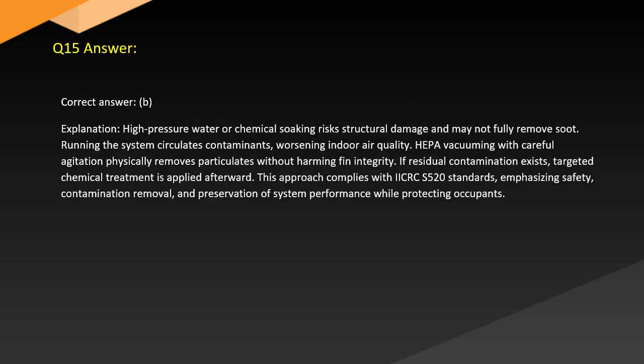Answer. Correct answer: B. Explanation. High-pressure water or chemical soaking risks structural damage and may not fully remove soot. Running the system circulates contaminants, worsening indoor air quality. HEPA vacuuming with careful agitation physically removes particulates without harming fin integrity. If residual contamination exists, targeted chemical treatment is applied afterward. This approach complies with HVACR standards emphasizing contamination removal and preservation of system performance while protecting occupants.